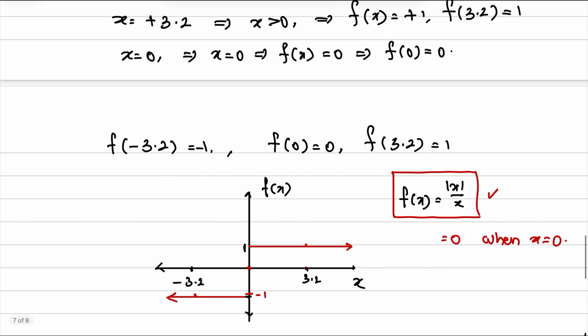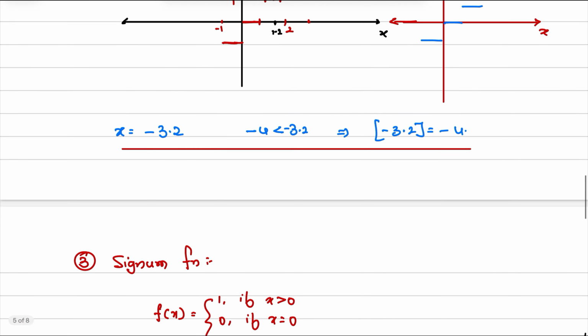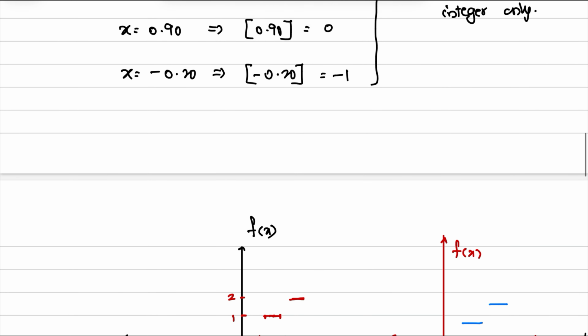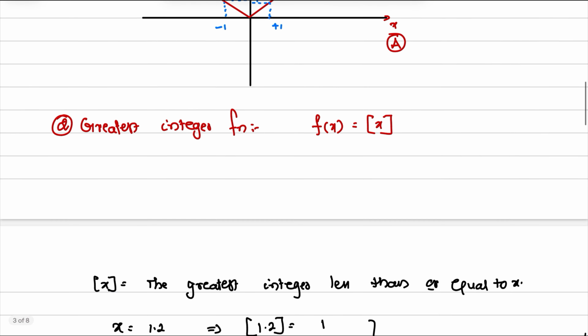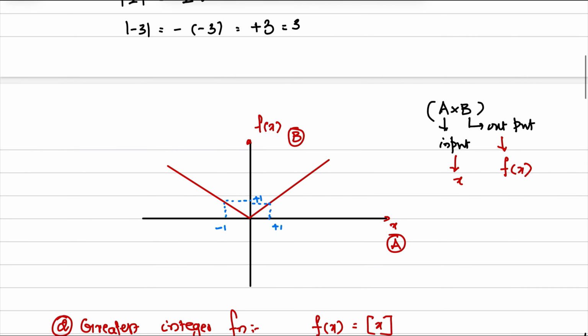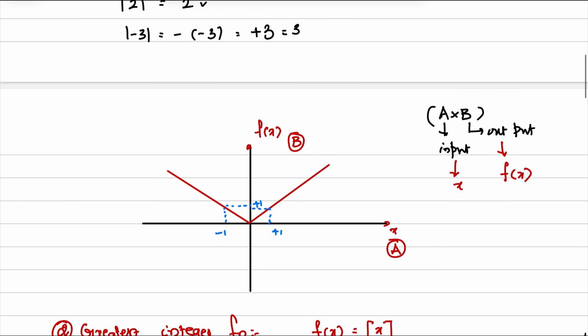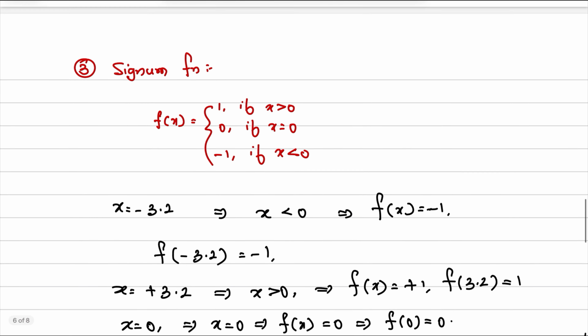Now, these are the special functions which I have defined now and shown in the graphs also. If you have any doubts, please put in the comments. I will clarify your doubt. Now the question is, what are other functions? Other regular functions.